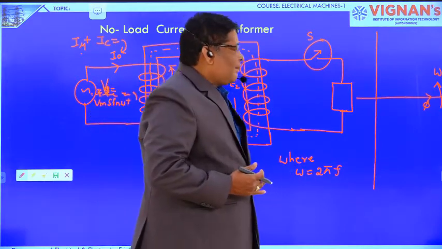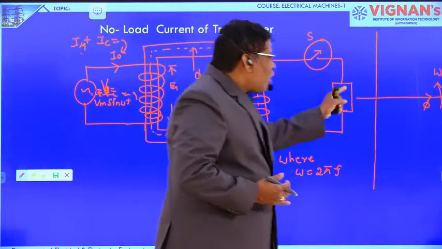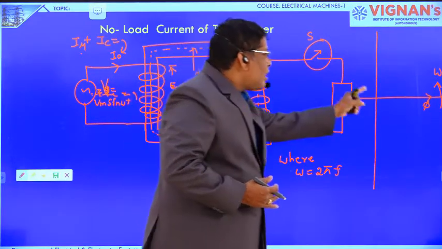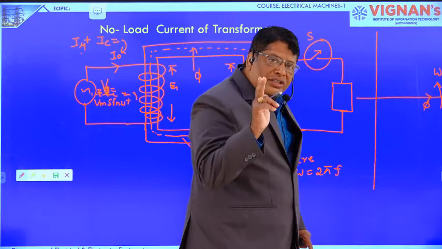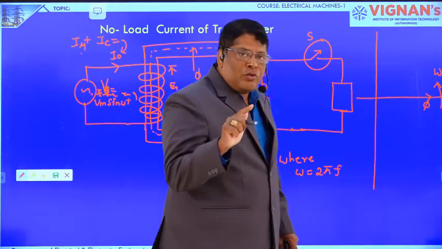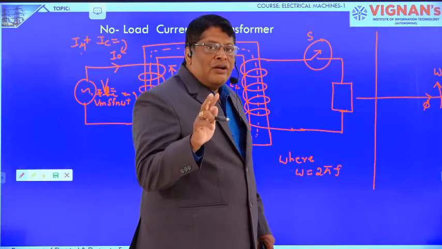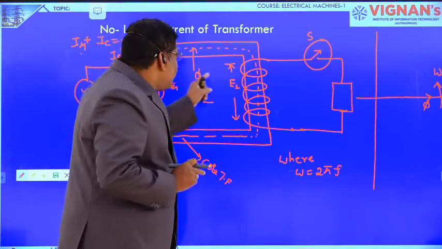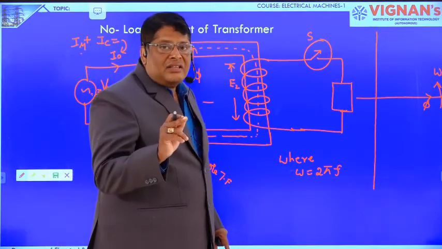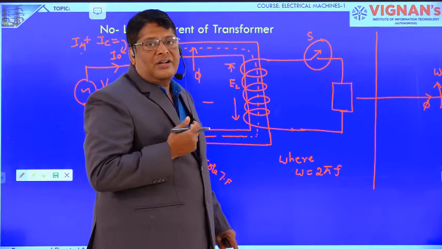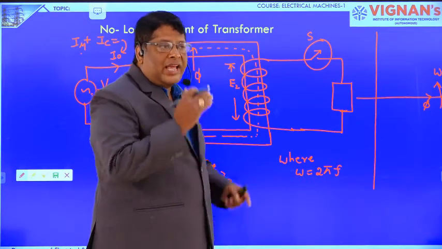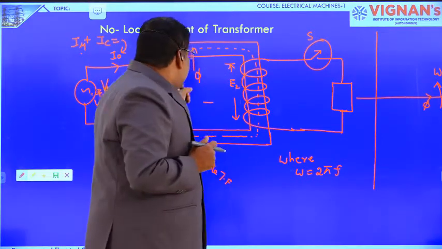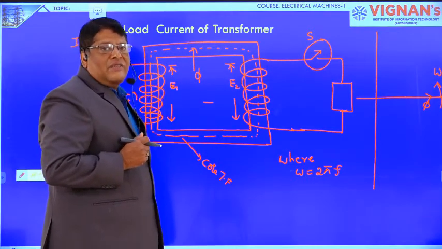Now come to the phasor diagram. Initially we have taken the flux on the x axis. This we have taken as a reference. Because of the flux, two voltages are induced: the self-induced voltage in the primary winding and the mutually induced voltage in the secondary winding, that is E1 and E2. The angle between the flux and E1 is 90 degrees, and this voltage lags the flux by 90 degrees. Already you have seen this in the derivation of the EMF equation of a transformer.